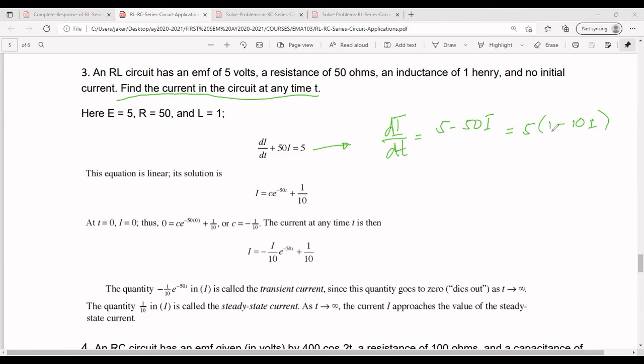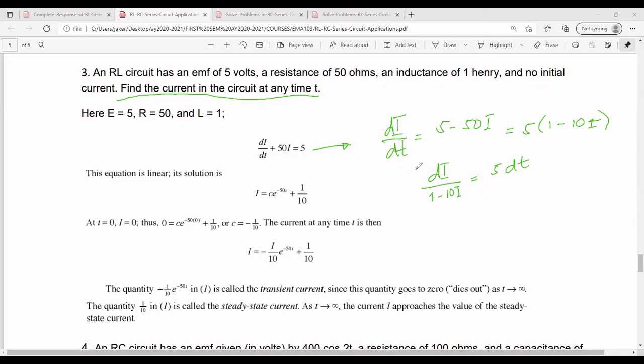Since this is an expression that has the I, and this is also di, you may place it here as a divisor and dt transferred here. So what I mean is this: you have a di over (1 minus 10I), and you have here this 5, so you have 5 dt. So easier than if you're going to use the linear approach.